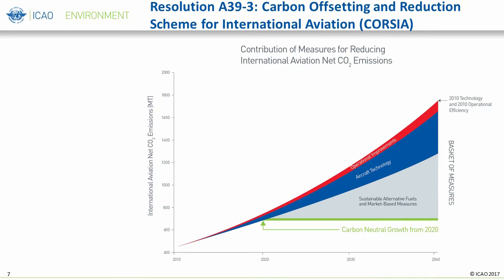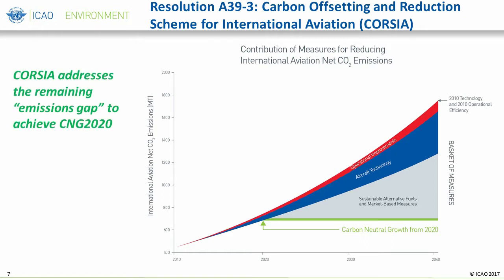This graph provides a visual on how all the elements of the basket of measures are anticipated to contribute to meet the aspirational goal of carbon neutral growth from 2020 for international aviation CO2 emissions. It is important to highlight that the role of CORSIA is to complement a broader package of other measures and address any remaining emission gaps to achieve this goal. This point is clearly mentioned in paragraphs 2 through 4 of Assembly Resolution A39-3.